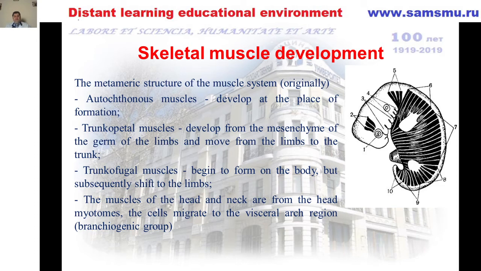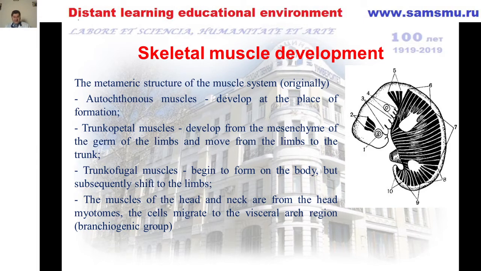The formation of the muscles of head and neck is more complex. They develop from the head myotomes whose cells migrate to the region of the developing visceral arches. This part gives rise to the so-called branchiogenic muscle group, developing around the branchial arches. Some muscles, trapezius and sternocleidomastoid, are displaced to the trunk. This is also a group of trunkopetal muscles. The masseter and mimic muscles develop at the site of the visceral arch.